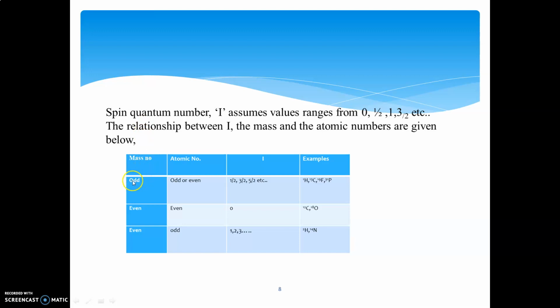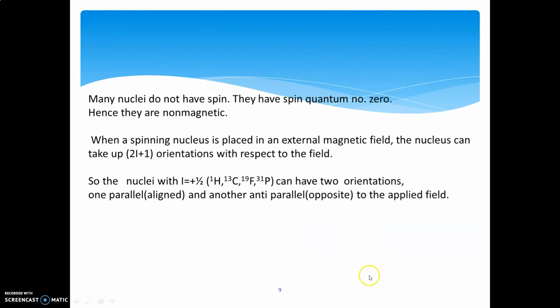If the mass number is odd, atomic number is odd or even, the spin quantum number will have these values, and these are the examples. If the mass number is even, atomic number is even, spin quantum number will be 0. These are the examples. If the mass number is even, atomic number is odd, spin quantum number will have these values, and these are the examples. Many nuclei do not have spin. They have spin quantum number 0.